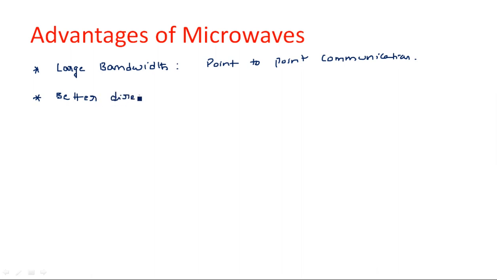We can say that the directivity of microwaves is high compared to conventional normal low frequency waves. So what do you mean by directivity? Directivity is nothing but towards the particular target. Any type of antennas can generate signals: omnidirectional antennas, parabolic antennas, horn antennas, different types of antennas are there. But what we need is to generate a signal or radiation pattern that has high gain and high directivity.